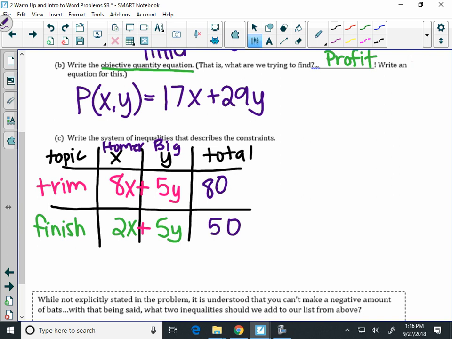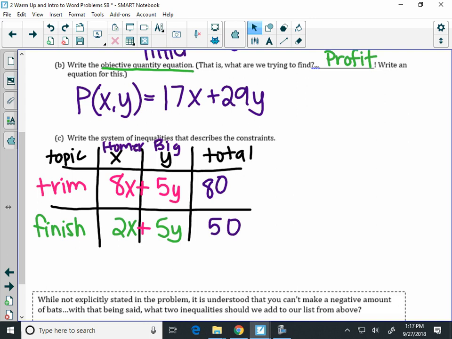So we need a couple more symbols here though. So let's think about the total amount of time. If you're trimming, could you spend theoretically less than 80 hours trimming the bats? Yeah. Could you spend exactly 80 hours? Yes. Could you spend 85 hours? No, they only are allocating 80 hours.